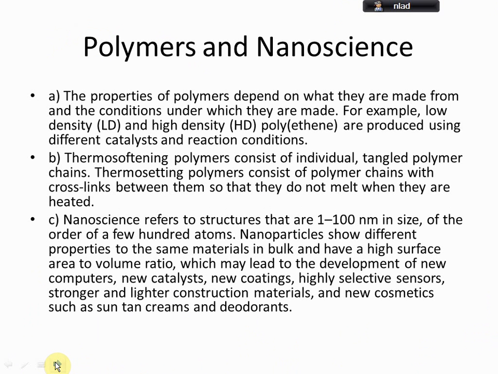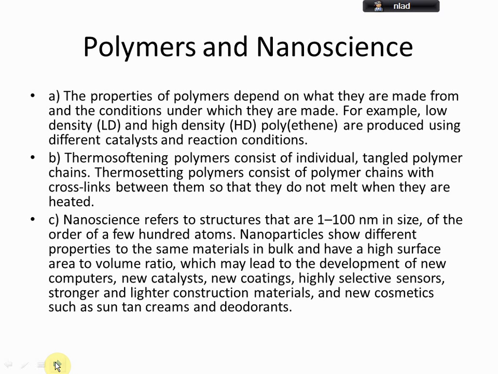And the last bit I want to talk about in this video is about polymers and nanoscience. Okay, so there's two main types of polymers that we actually need to know about. Two groups of two types. So there's low density and high density, which we'll talk about in a second, but also thermosoftening and thermosetting. So let's go with low density and high density first.